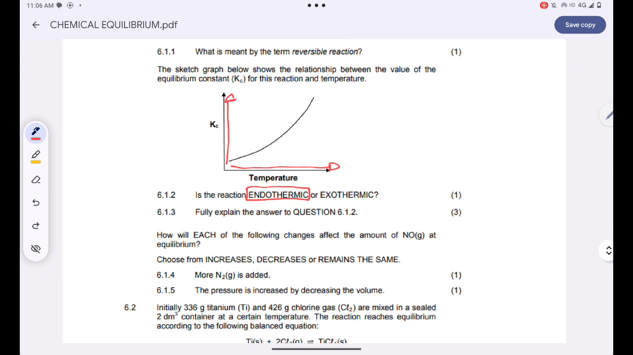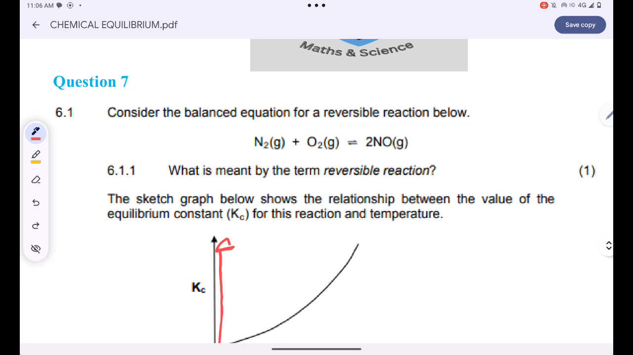So in this case, if I'm increasing nitrogen, the system would want to create balance. How can it create balance? By simply decreasing nitrogen. The only way to decrease nitrogen is if we favor the forward reaction, by just using this nitrogen. But obviously, for us to form nitrogen monoxide, we need both nitrogen and oxygen.